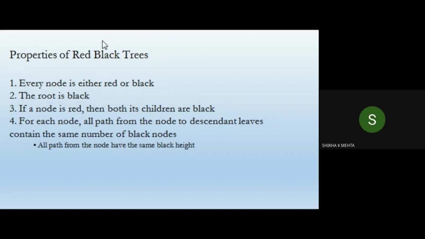So every node is either red or black. That is fine. The important thing is that the root is always black. Root cannot be red, right?